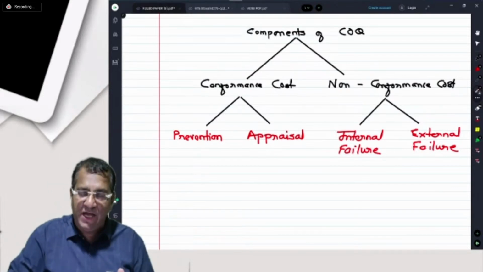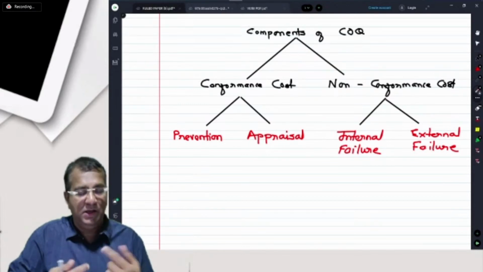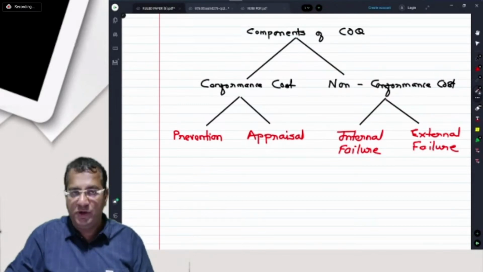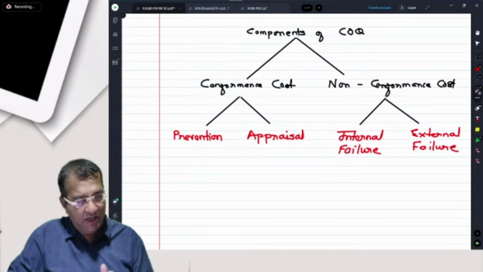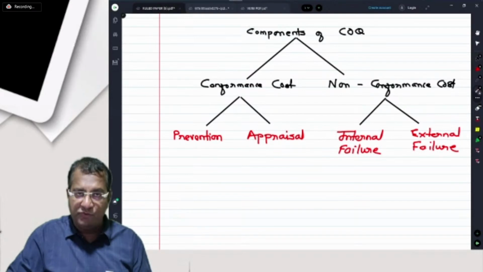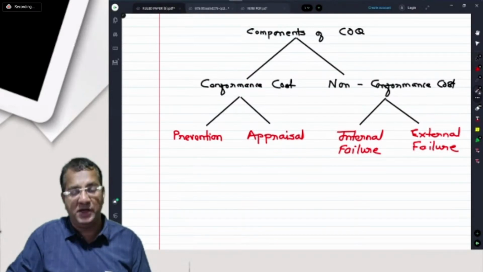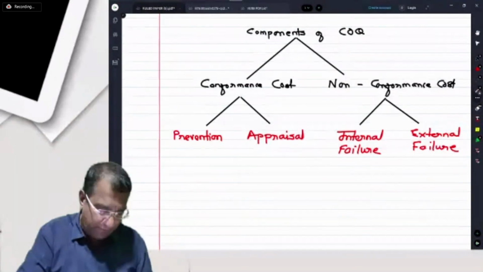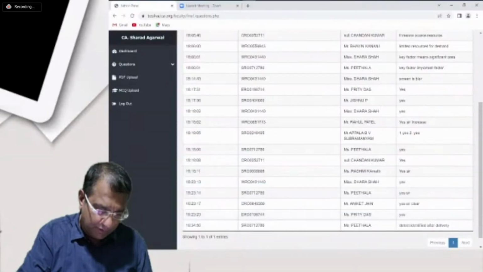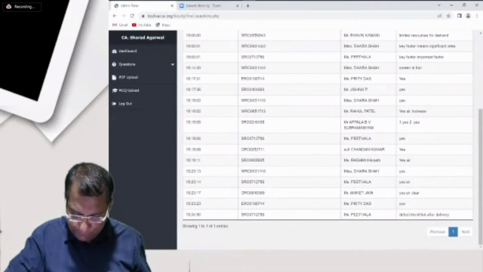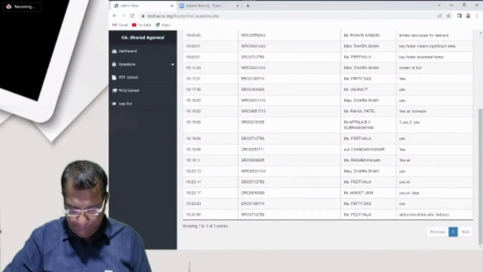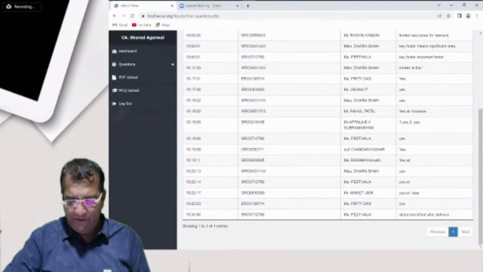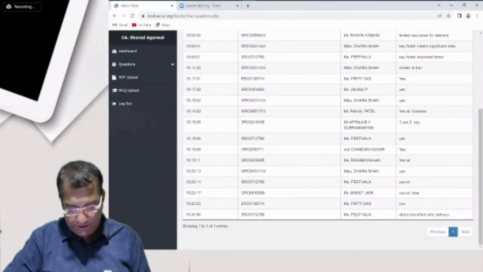If the defect has been identified by our own team member, then it is known as internal failure cost. Okay. Any doubt, beta? You can ask. After that, we will write down the meaning of each and every terminology: conformance cost, non-conformance cost, prevention cost, appraisal cost, internal failure, and external failure. Okay. Yes, beta, rightly identified. Defect identified after delivery by the customer is known as external failure cost.